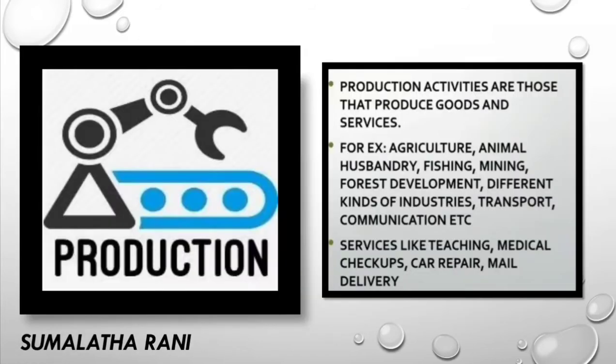So what is production? Production activities are those that produce goods and services. Okay, in production we see the activities of producing goods and services. For example, agriculture, animal husbandry, fishing, mining, forest development, different kinds of industries, transport, communication, etc. Services like teaching, medical checkups, car repair, mail, delivery, etc.